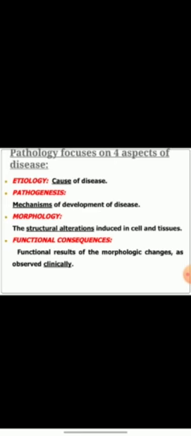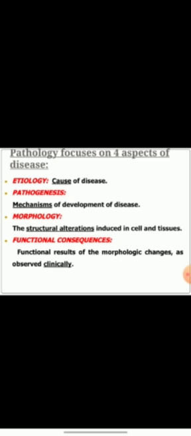Now what should we know about a disease? For practical purposes, pathology focuses on four aspects of the disease, that is etiology, pathogenesis, morphology and functional consequences. Etiology means what is the cause of the disease, why the disease has occurred. Then pathogenesis means mechanism, how the disease has evolved, what was the mechanism for the disease process.